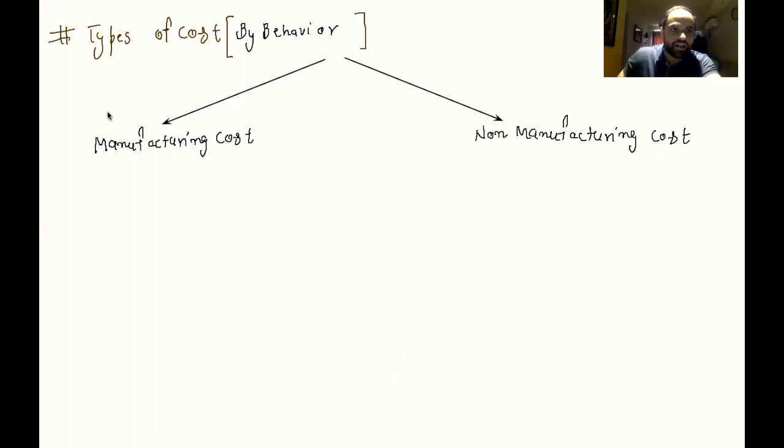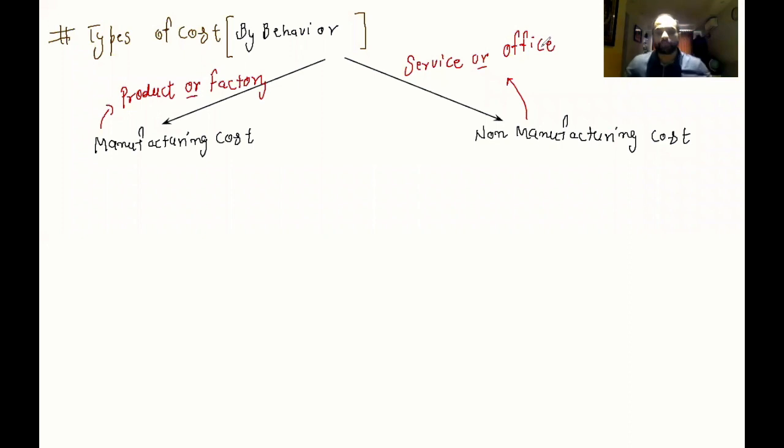Manufacturing cost is a cost that belongs to production, that belongs to product. We also call it product cost, right? Any kinds of costs that occur in a factory, that's called a manufacturing cost. Another name of non-manufacturing cost is period cost or service cost. Sometimes we also call it office cost. Whatever cost belongs to office, that's called a non-manufacturing cost. So office cost, non-manufacturing; factory cost, manufacturing, which means cost that is part of the production.